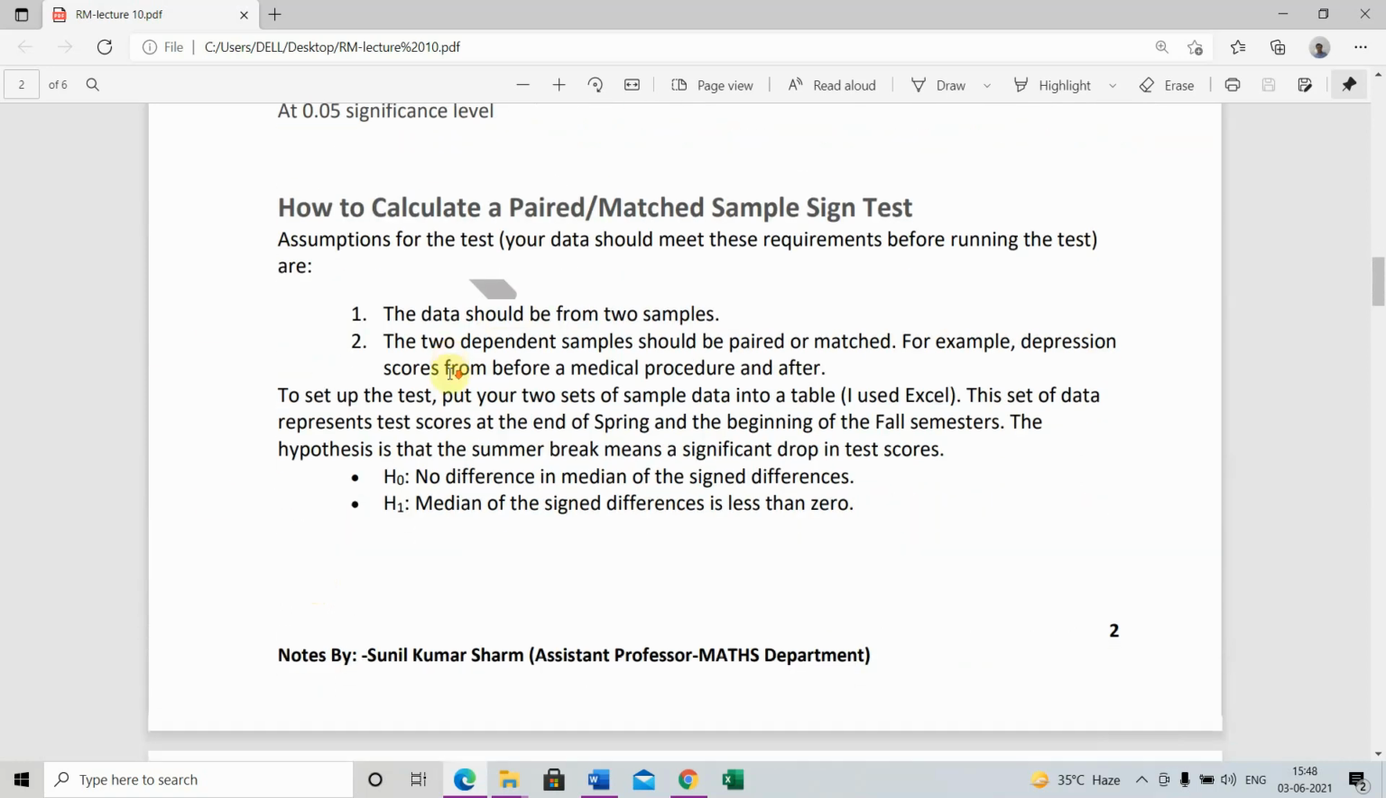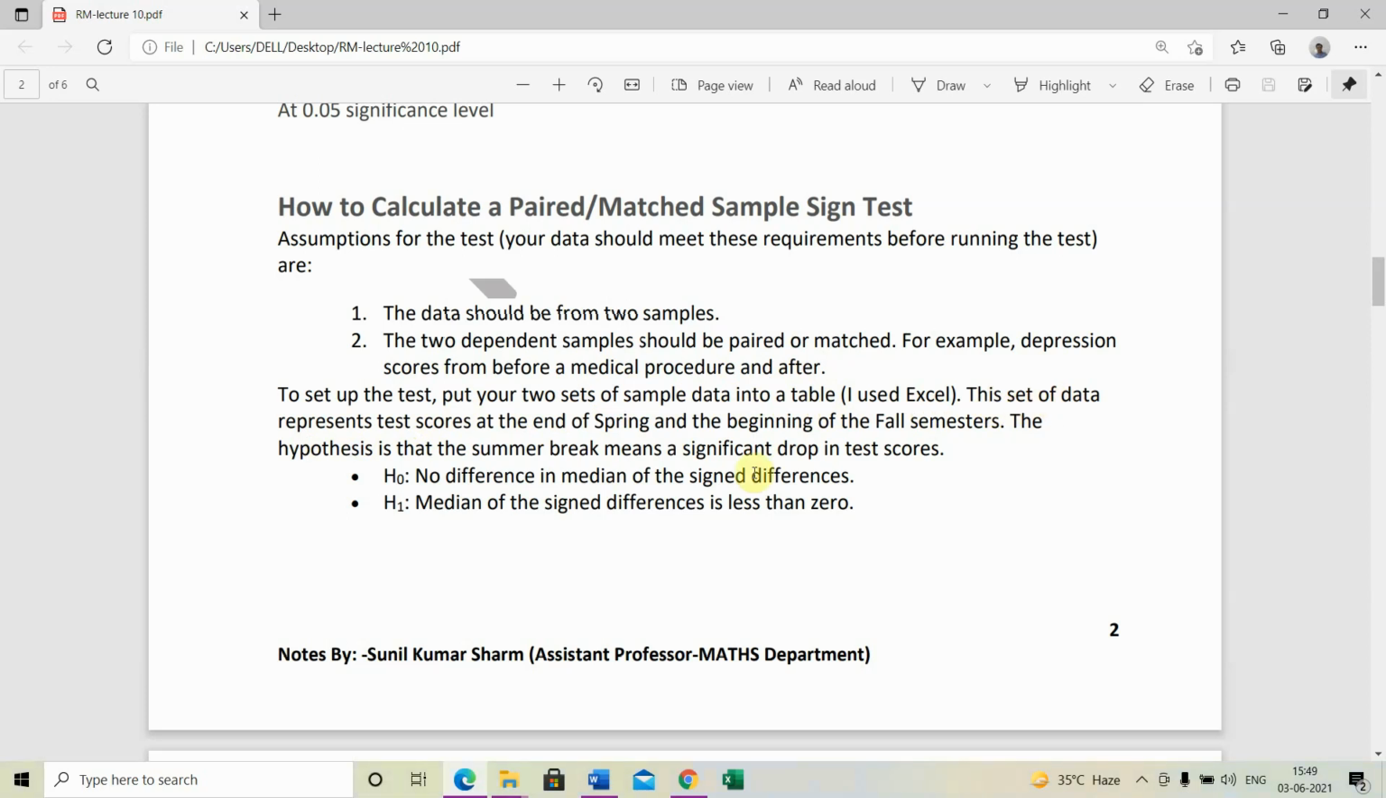How to calculate a paired or matched sample sign test. Assumption for the test: your data should meet these requirements before running the test. The data should be from two samples. The two dependent samples should be paired or matched, for example, depression score from before a medical procedure and after. To set up the test, put your two sets of sample data into a table.